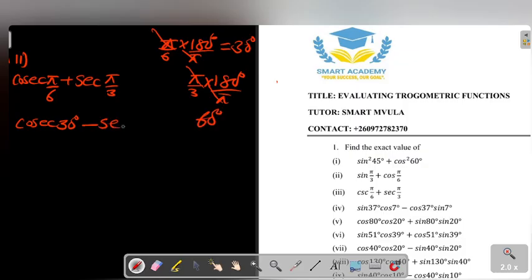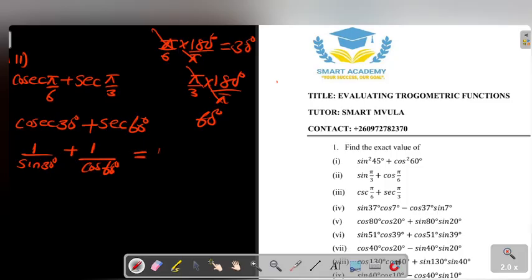So here we have cosec 30 degrees plus sec 60 degrees. Now we know the identity for cosec is 1 over sine, so it will be 1 over sine 30 degrees, plus 1 over cos, since sec is 1 over cos, and the angle is 60 degrees.